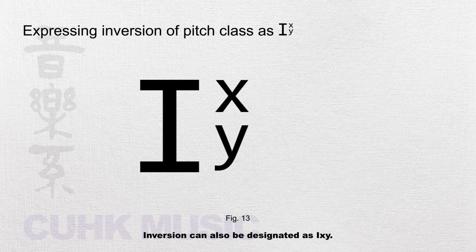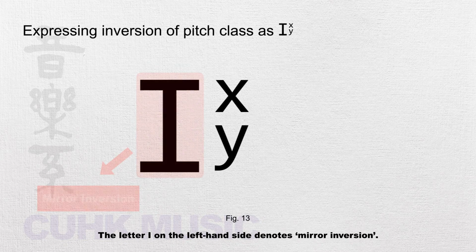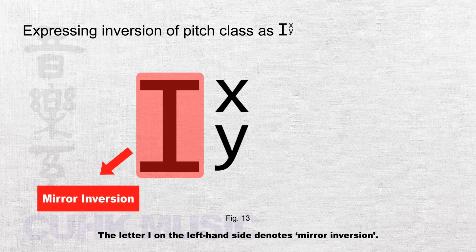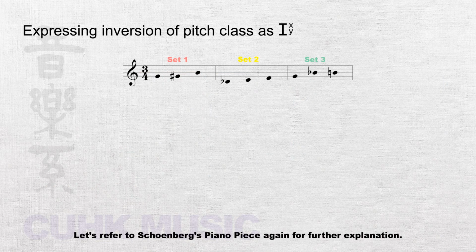Inversion can also be designated as IXY. This is formulated by David Lewin in his monograph Generalized Musical Intervals and Transformations. The letter I on the left-hand side denotes mirror inversion. The X and Y on the right-hand side denote the pitch classes that invert onto each other. Let's refer to Schoenberg's piano piece again for further explanation.